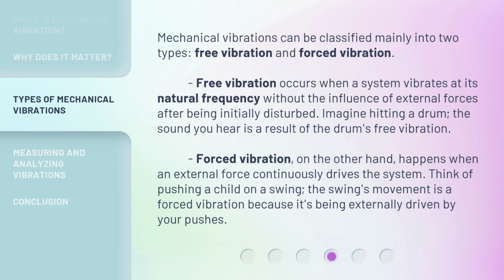Mechanical vibrations can be classified mainly into two types: free vibration and forced vibration. Free vibration occurs when a system vibrates at its natural frequency without the influence of external forces after being initially disturbed. Imagine hitting a drum. The sound you hear is a result of the drum's free vibration. Forced vibration, on the other hand, happens when an external force continuously drives the system. Think of pushing a child on a swing. The swing's movement is a forced vibration because it's being externally driven by your pushes.